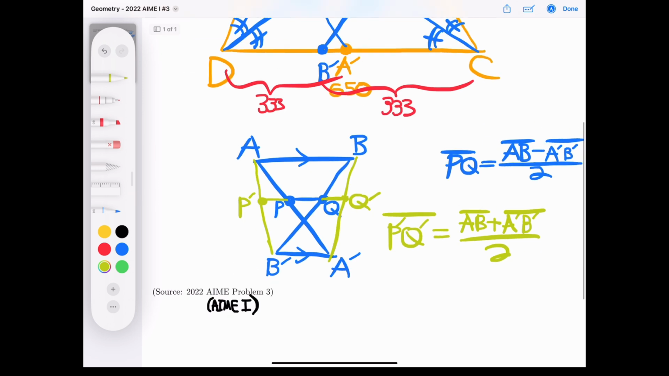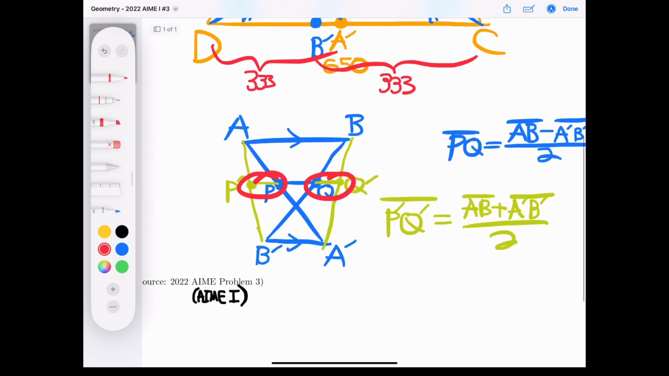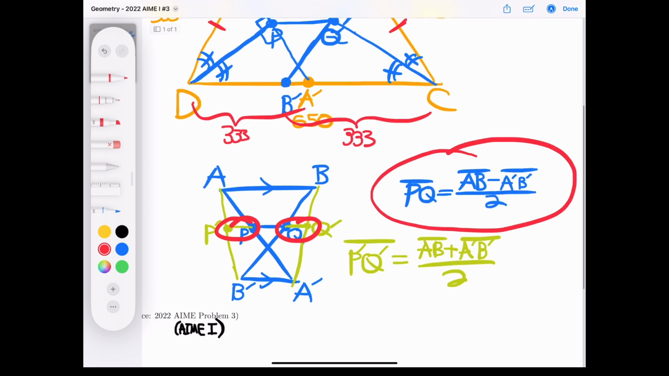But now, if you look at each of these pieces, at this pair of similar triangles, AP P prime and A prime B prime, you get that PP prime is equal to the length of A prime B prime over 2, and you can do something similar to see that QQ prime has length A prime B prime over 2. And so when you subtract PP prime and QQ prime from P prime Q prime, you'll get this formula for PQ. And so that's how we derive that formula.